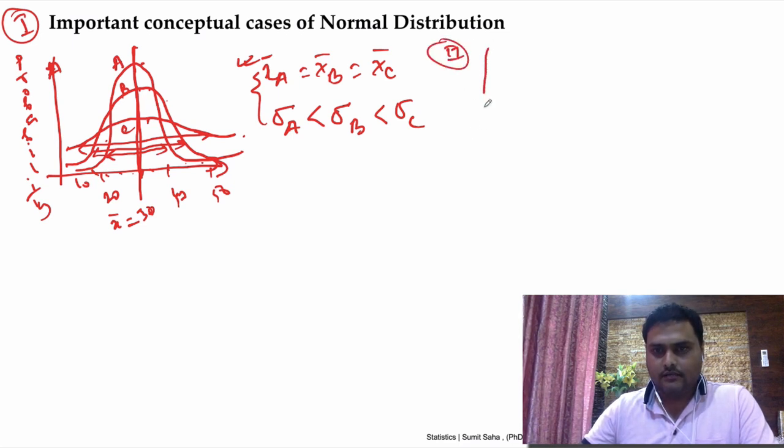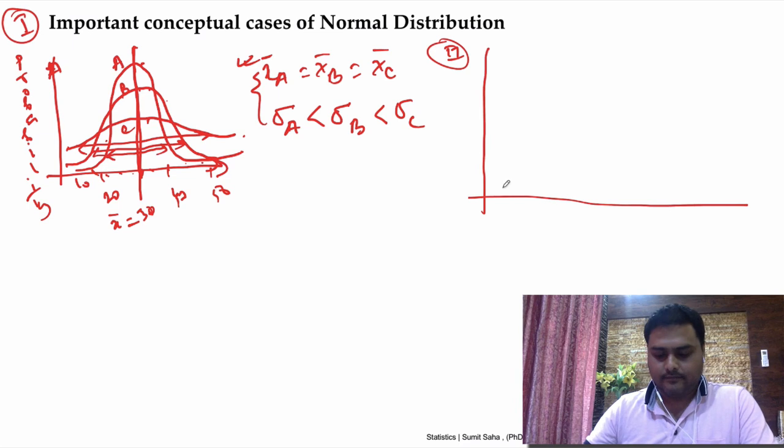Now let's consider another type of diagram. So let's say in this diagram it is given like this.